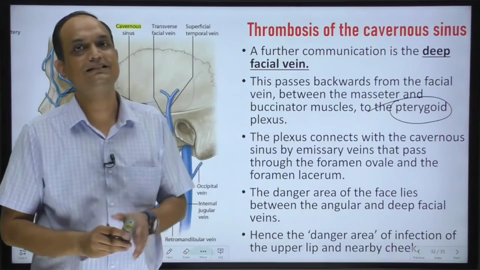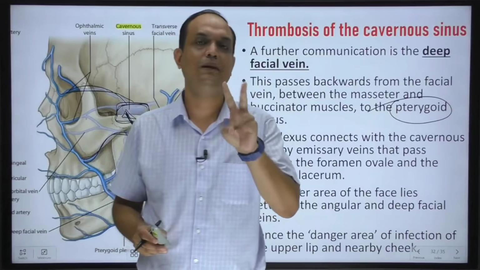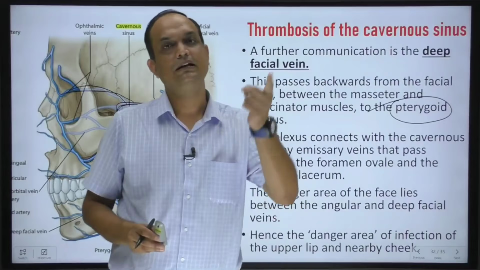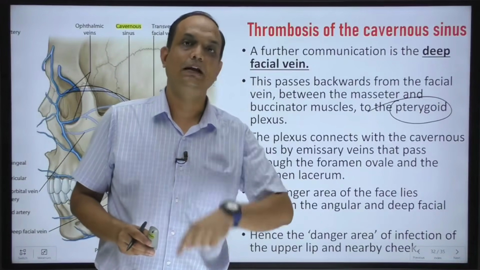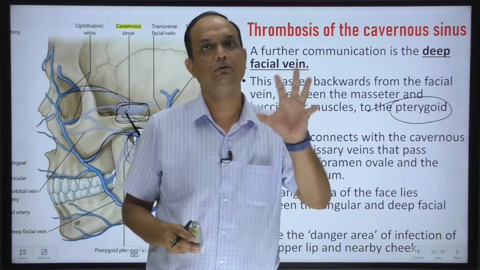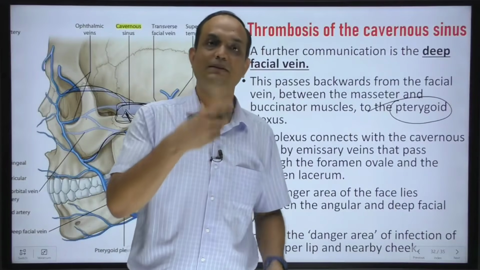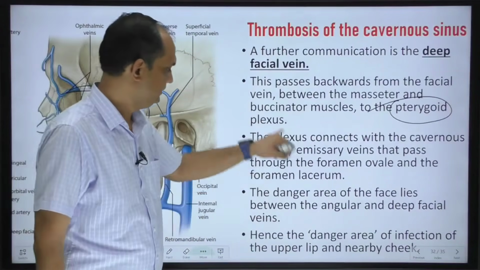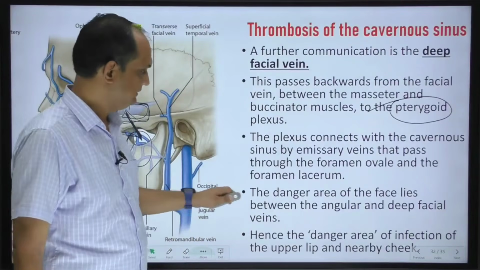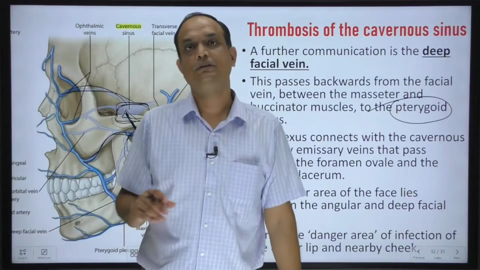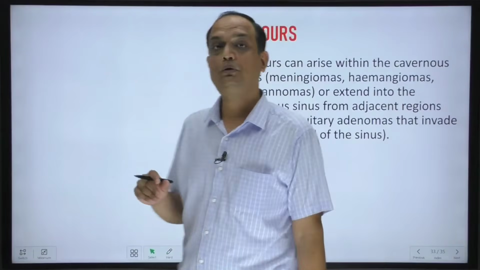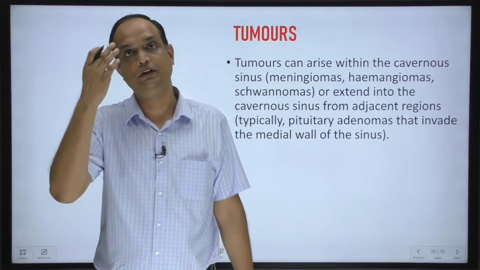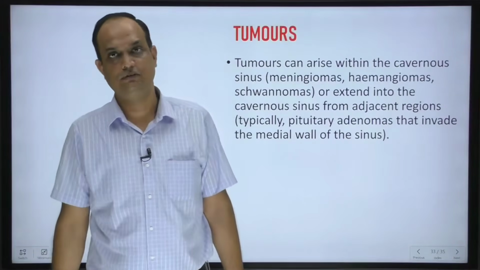So the cavernous sinus has two types of communication with the face: direct through the ophthalmic vein, and indirect from the deep facial vein to the pterygoid venous plexus to the emissary vein, and ultimately you reach the cavernous sinus through these different foramens. So this is the dangerous area of the face, which lies between the tributaries of the superior ophthalmic vein and the deep facial vein.